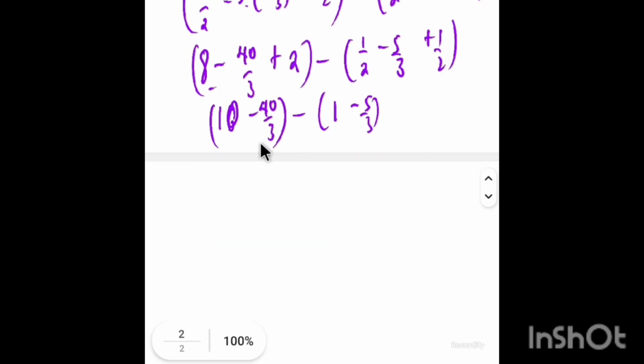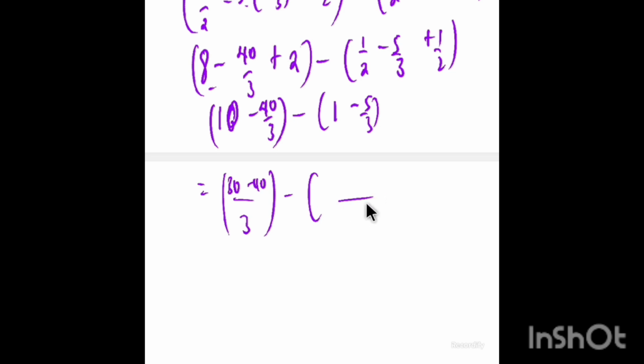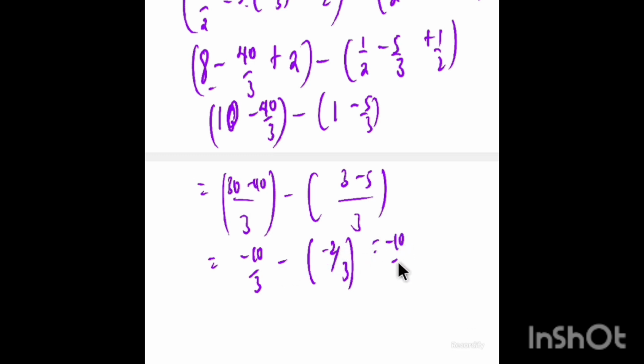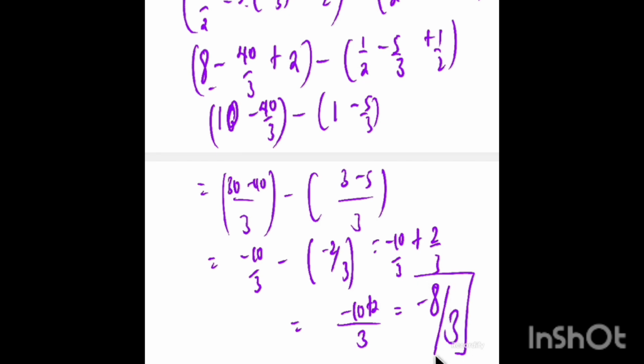Okay, so 10 minus 40 over 3, the LCM here is 3. So you have 30 minus 40, then minus, the LCM here is also 3, you have 3 minus 5. So 30 minus 40 will give us negative 10, so you have negative 10 over 3. Then minus, 3 minus 5 will give us negative 2, so you have negative 2 over 3. So minus and minus will give us plus. So you have negative 10 over 3 plus 2 over 3. So this will be equal to, the LCM is 3, negative 10 plus 2. So that will surely give us negative 8 over 3. So that's the answer to the problem.